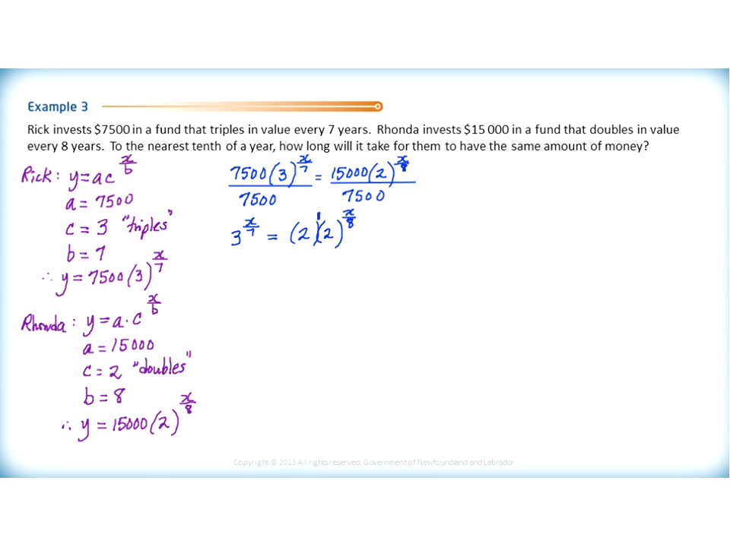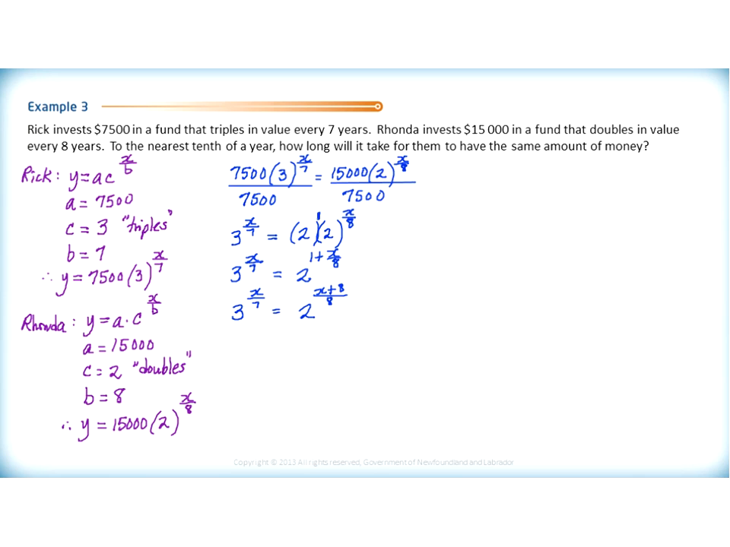So 2 is the same as 2 to the 1. So here we have 3 to the power of x over 7 equals 2 to the power of 1 plus x over 8. So then we can rewrite that as 3 to the x over 7 is equal to 2 to the power of x plus 8 over 8.